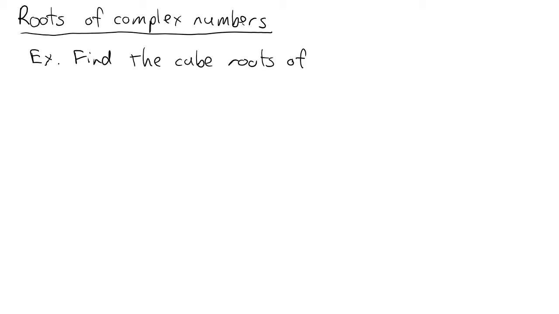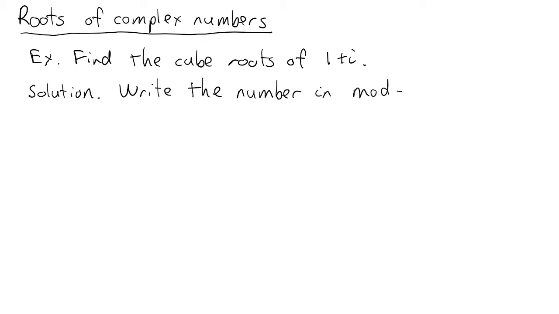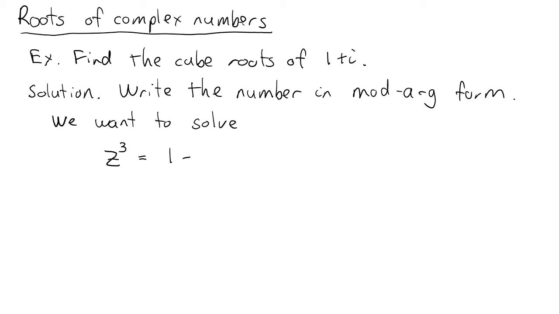That means we're looking for a complex number z such that its cube is equal to 1 plus i. So we're solving the equation z cubed equals 1 plus i. And the trick is, since powers work much more naturally in polar form than in real imaginary form, we're going to write that number 1 plus i in polar form. Its modulus is root 2. Its argument is pi over 4, 45 degrees.